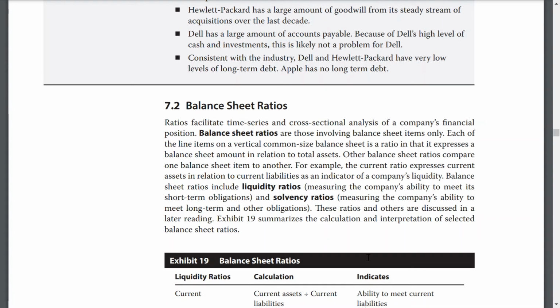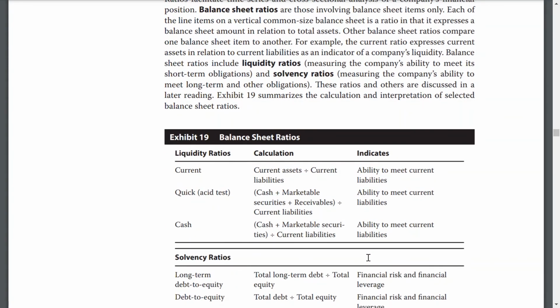Balance sheet ratios include liquidity ratios, which measure the company's ability to meet short-term obligations, and solvency ratios, which measure a company's ability to meet long-term and other obligations. These ratios and others are discussed in a later reading. Exhibit 19 summarizes the calculations and interpretations of selected balance sheet ratios.